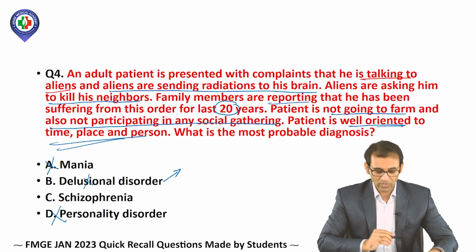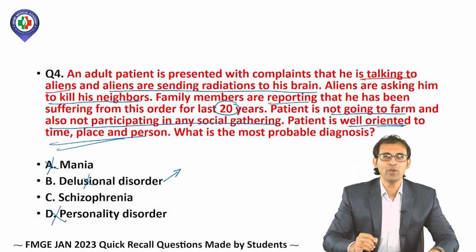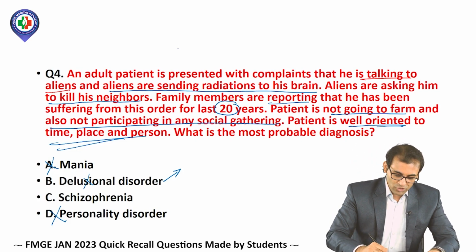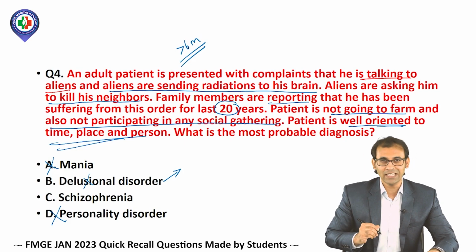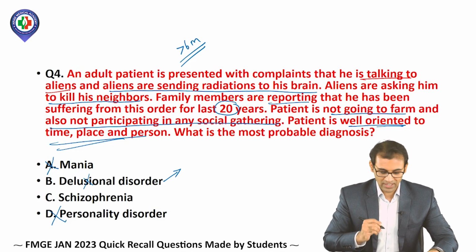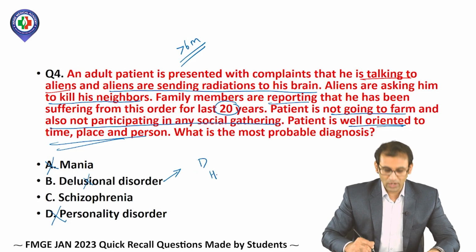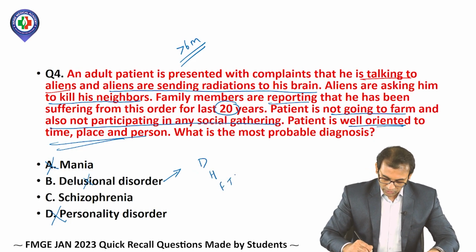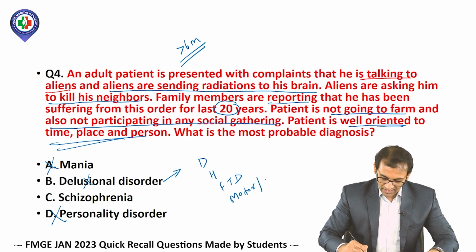So delusional disorder is also not the answer, because in this patient almost all aspects of life are being affected. So what are the criteria to diagnose schizophrenia? First of all, what is the duration criterion? Symptoms should persist for more than 6 months. Here in this question, the patient has had symptoms for the last 20 years. Other criteria for the diagnosis: the patient can have delusion, hallucination, formal thought disorder, motor symptoms, or you can say the patient can have catatonia.